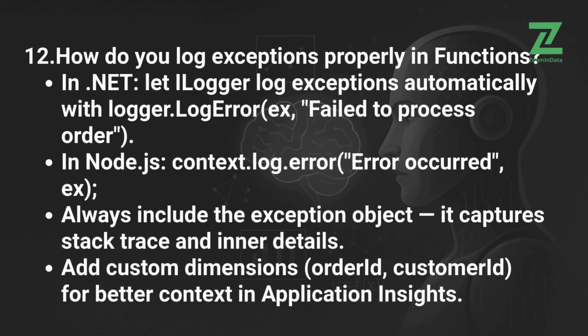How do you log exceptions properly in functions? In .NET, let ILogger log exceptions automatically with logger.LogError(ex, "Failed to process order"). In Node.js, context.log.error("Error occurred", ex). Always include the exception object. It captures stack trace and inner details. Add custom dimensions, order ID, customer ID, for better context in Application Insights.